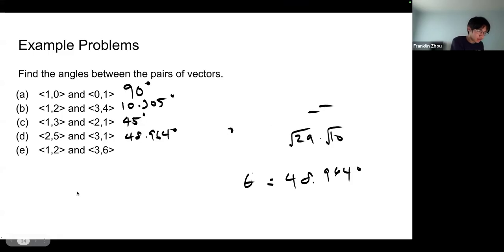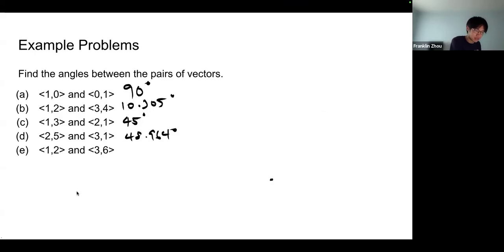And this last one, you might see that the second one is a multiple of the third one. First one specifically, it's 3 times the magnitude in the same direction, so the angle is obviously 0 degrees. But if you just want to double check by plugging it into the formula, then you'll also find the same result.